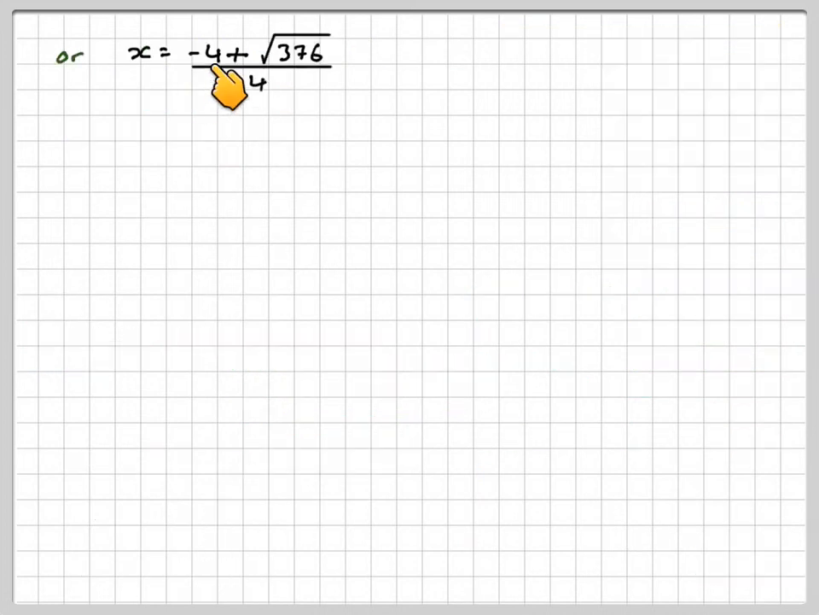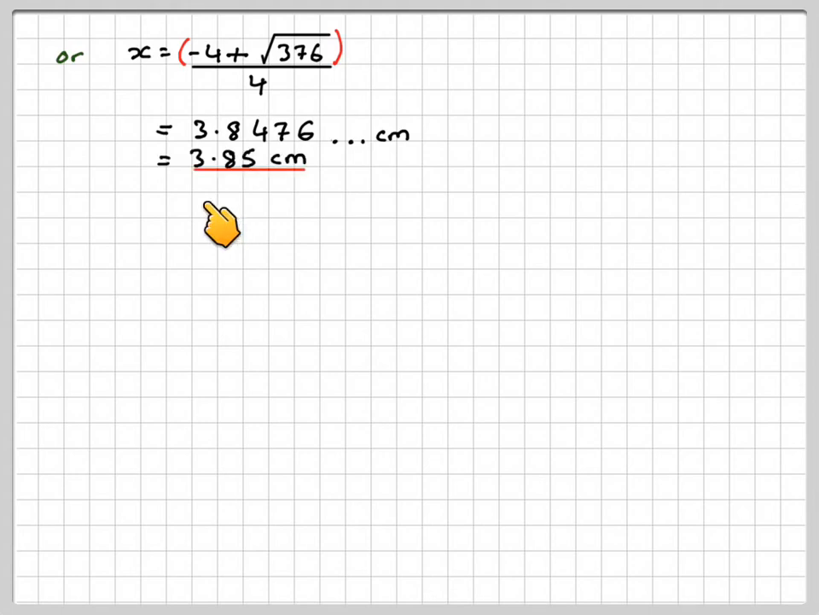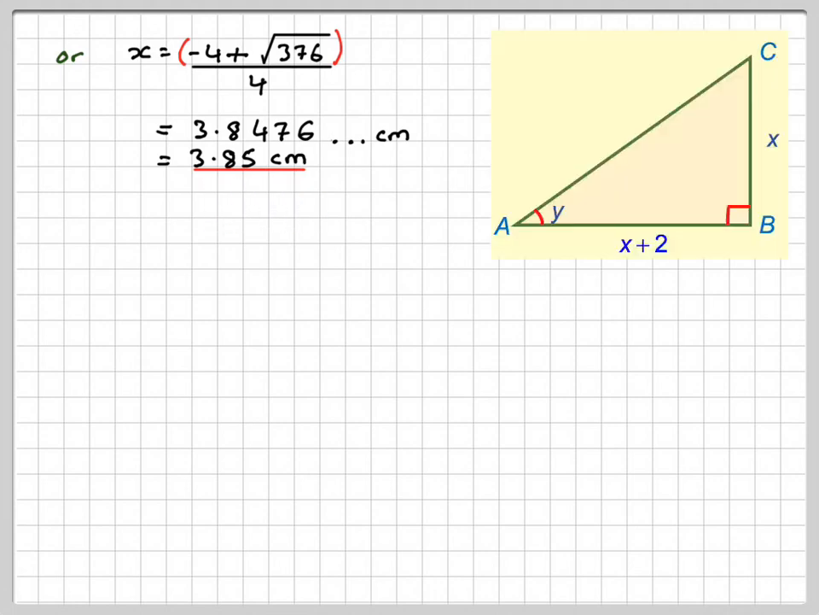Or x is equal to minus 4 plus the square root of 376, divided by 4. Put it in your brackets. Knock that out on your calculator, and it gives you 3.8476, and then rounded off to 2 decimal places in this case, 3.85 centimeters.